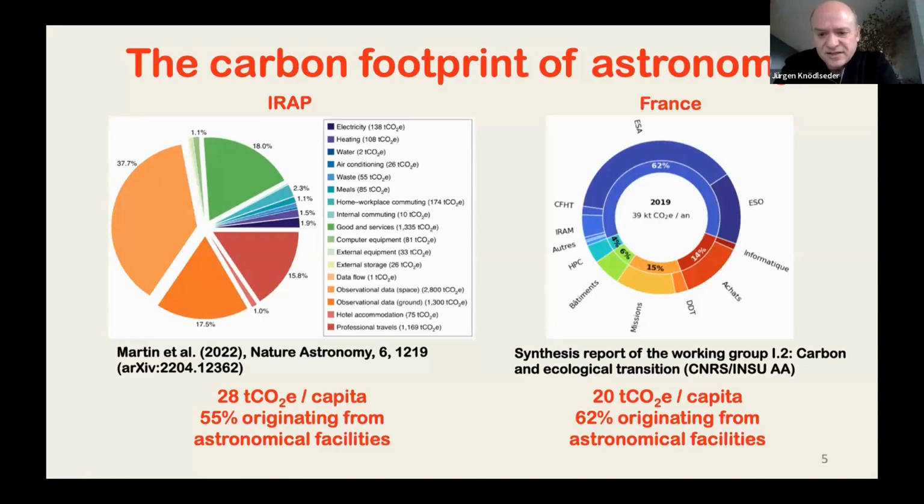And a very similar study was done recently for France globally, looking at all labs in France. And the finding is very similar. So they found 20 tons per capita for France globally, and there, 62% of the footprint coming from the astronomical facilities.